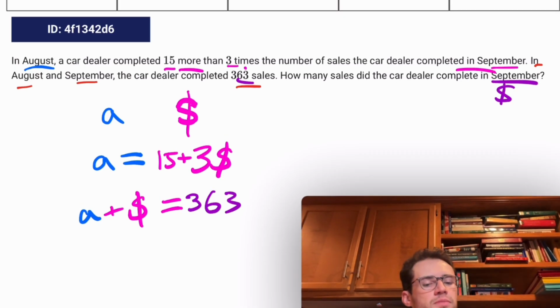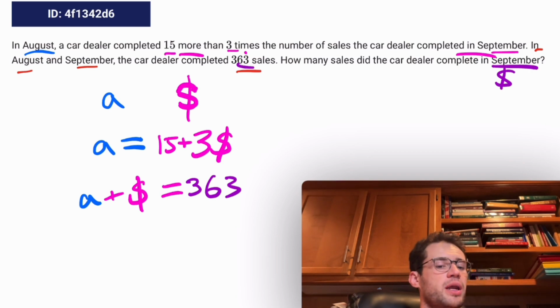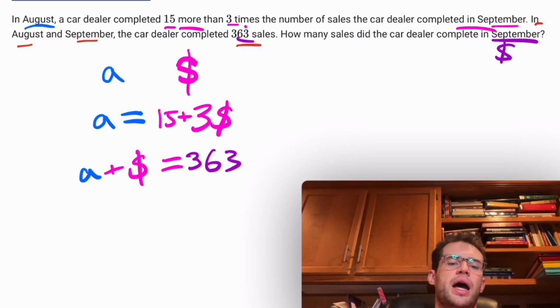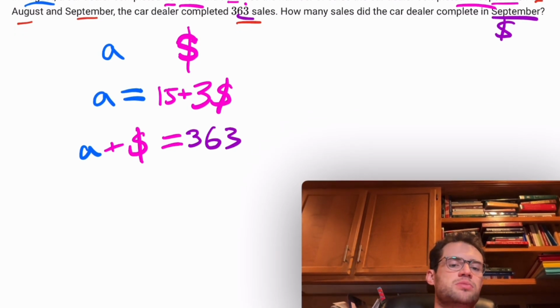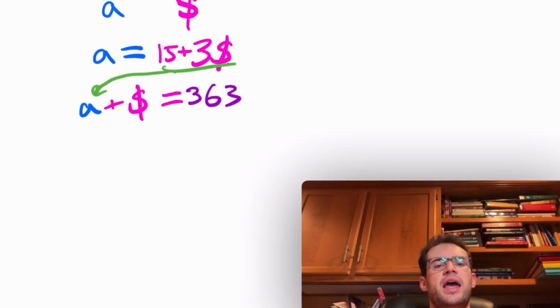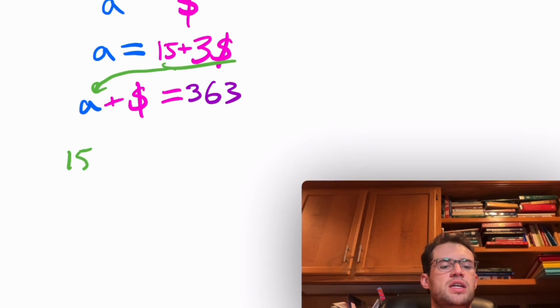So we want to get the S alone, which means we could do substitution or elimination. And the fastest way is to just get rid of the A, right? So either substitute in something equivalent to A to get rid of the A in one of the equations, or eliminate the A using elimination. What I will do is substitution in this case, because we have A alone in this first equation. So I'm just going to substitute in 15 plus 3S for A in the second equation. So we get 15 plus 3S plus S.